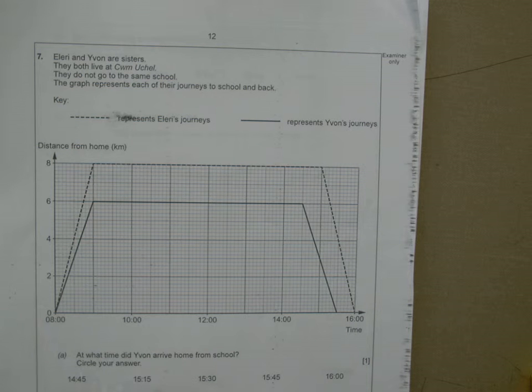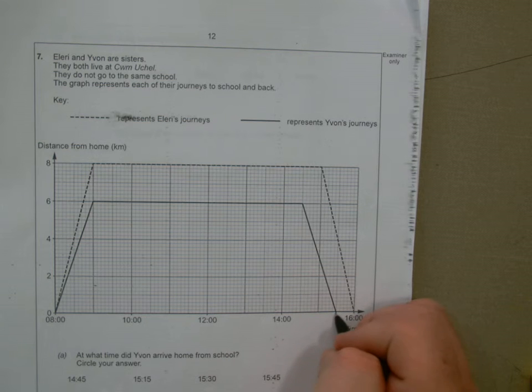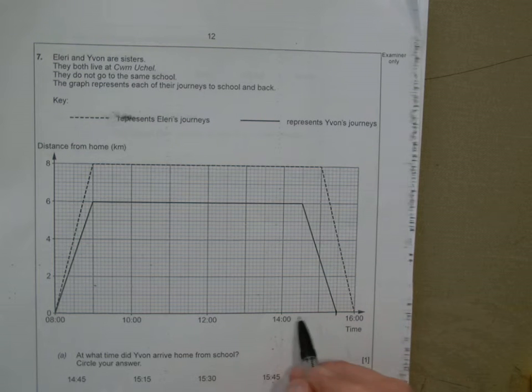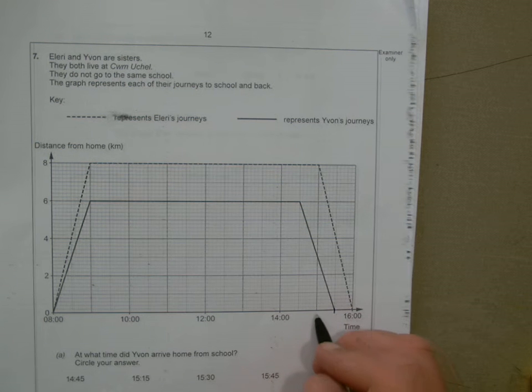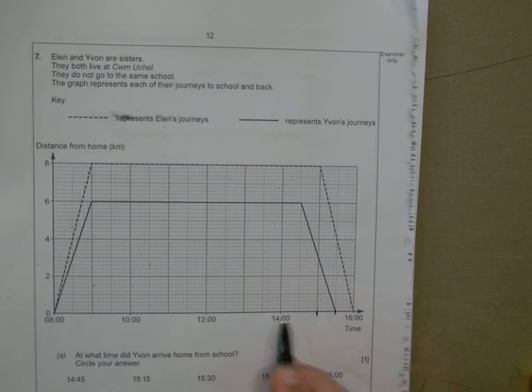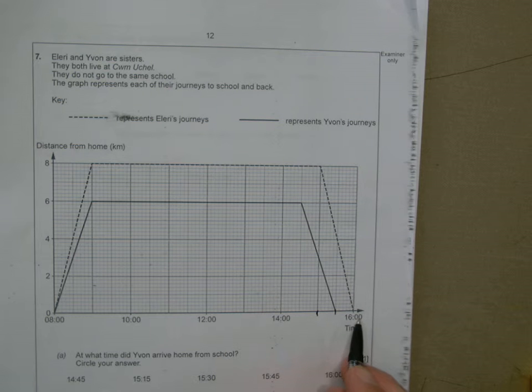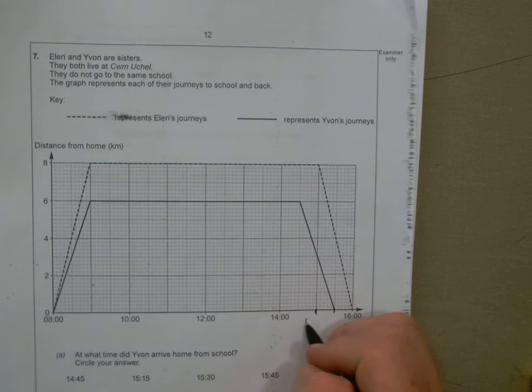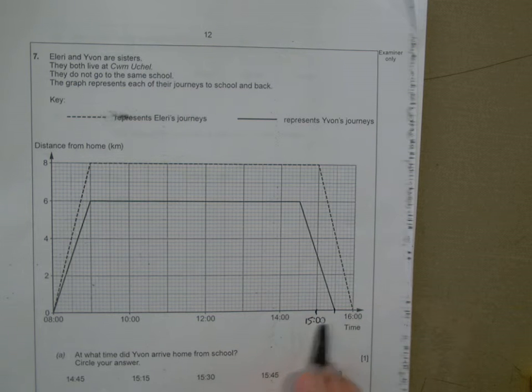So it says, at what time did Yvonne arrive home from school? So Yvonne, remember, is this line here. She arrived home at that time. Now, to work out that time, I'm not quite sure because the scale here doesn't have many values. But what I would do is go halfway in between these two values. So you've got 1400 here, 1600 here, which means halfway will be 1500. Between those two times, 1500 is in the middle of them.